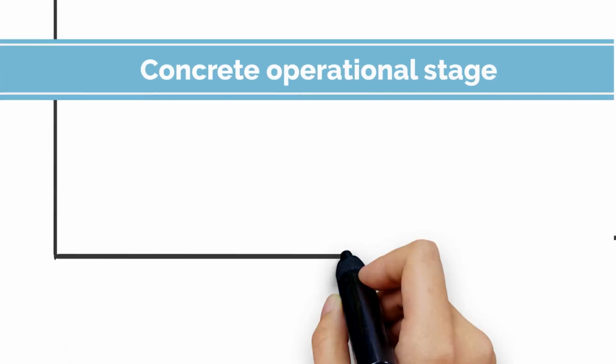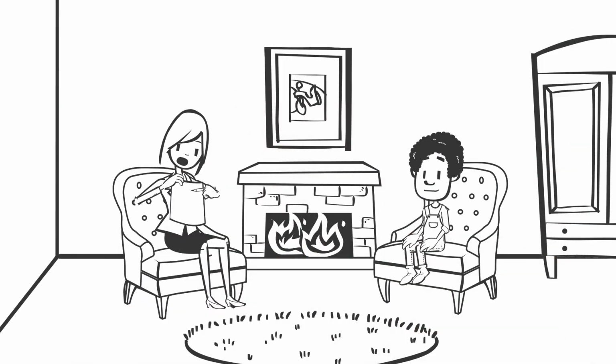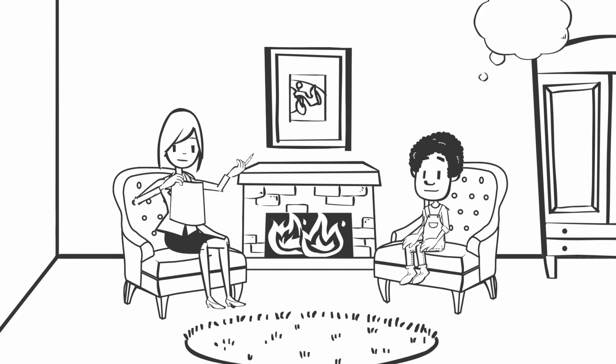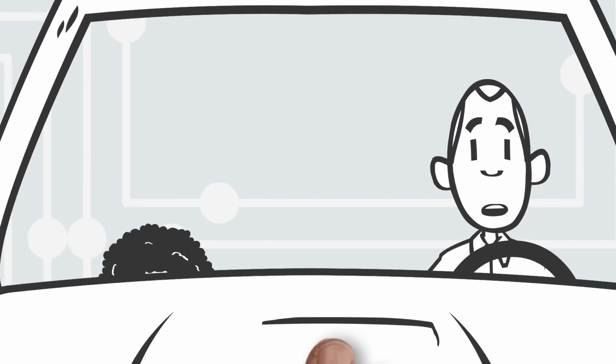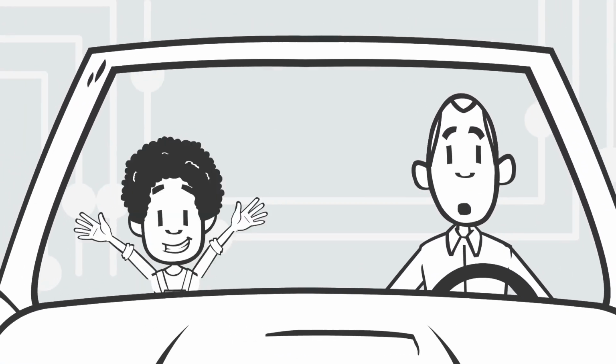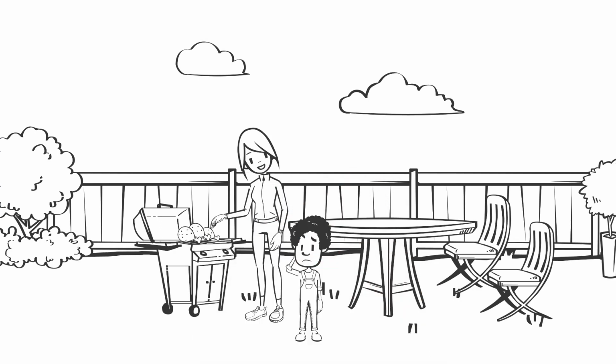Concrete operational stage, approximately 7 to 11 years. During this stage, children develop the ability to perform logical mental operations, but only in relation to concrete objects and experiences. They become capable of understanding conservation and can engage in mental processes such as classification and seriation. However, they still struggle with abstract reasoning and hypothetical thinking.